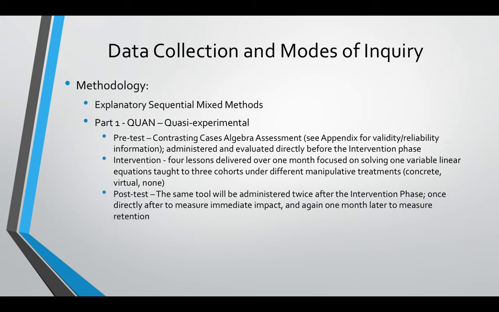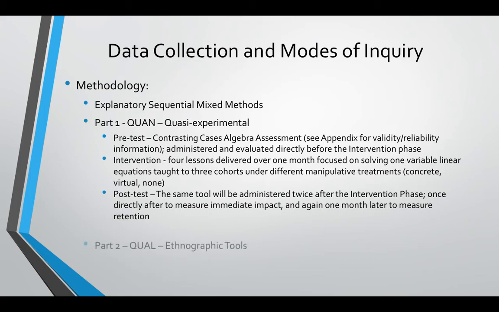For the post test, we will use the same tool twice, once directly after to measure immediate impact, and again once a month later to measure retention. Now, this phase will tell me what the impact is. It will measure the impact and tell me which of the 3 cohorts experienced the greatest positive impact to math learning. It will not tell me why. It will not tell me the reasons.